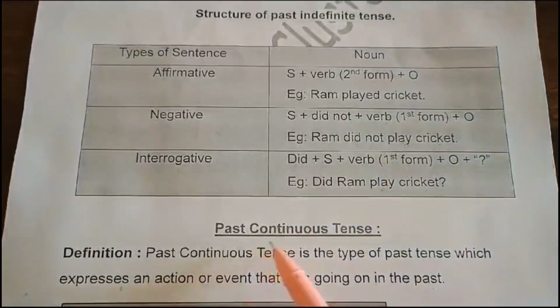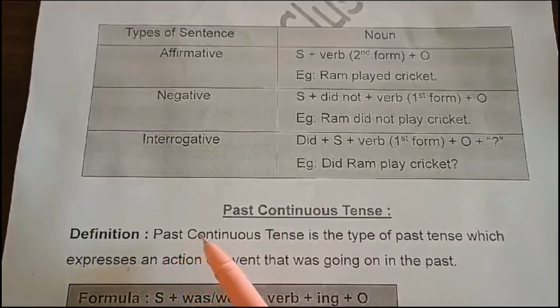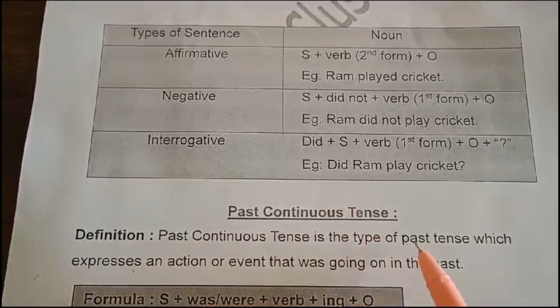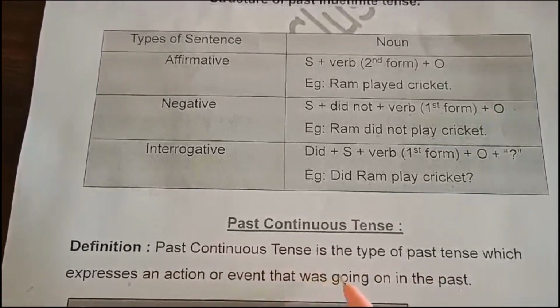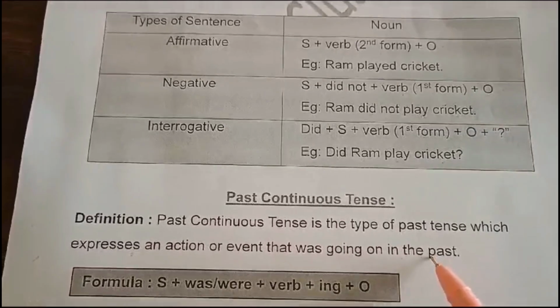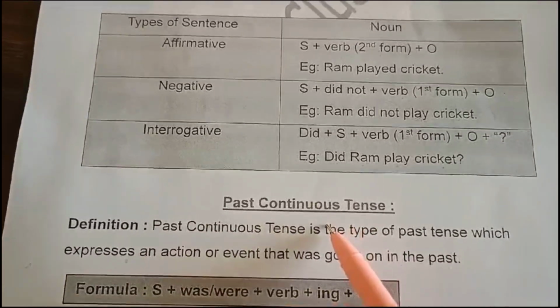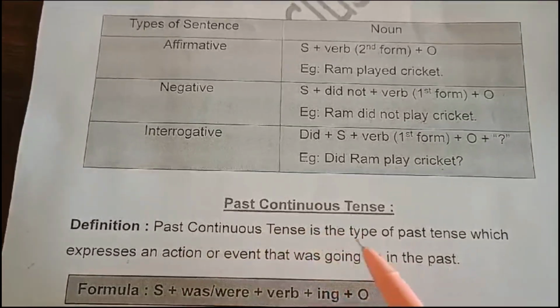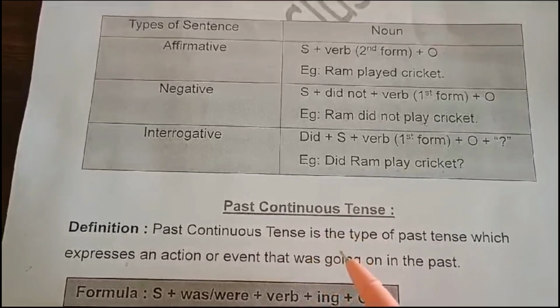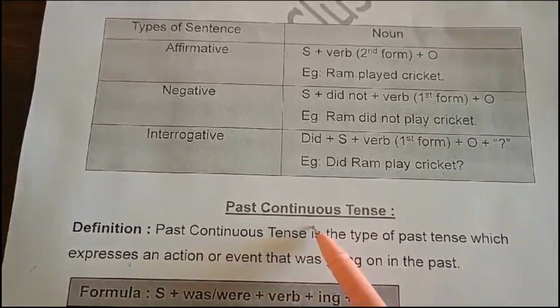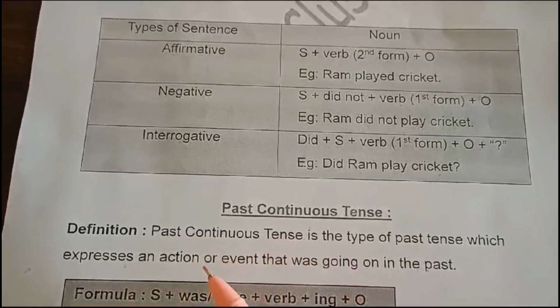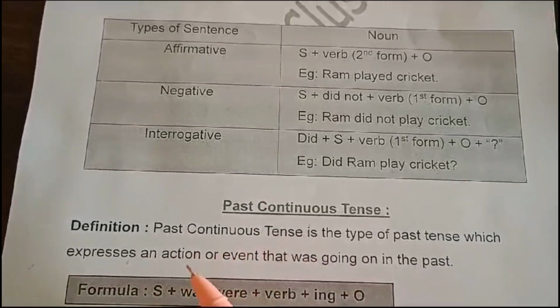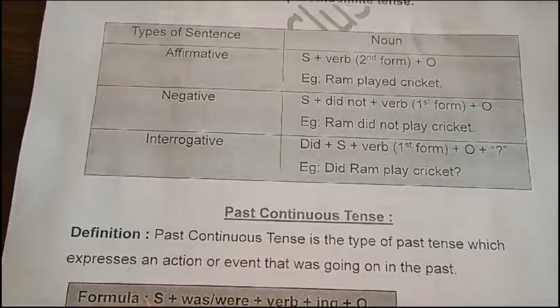Let's move to past continuous. Definition: past continuous is the type of past tense which expresses an action or event that was going on in the past. As in present continuous the action is going on in the present, in past continuous we will be talking about an action or an event that was going on, or was happening, at the same time in the past.